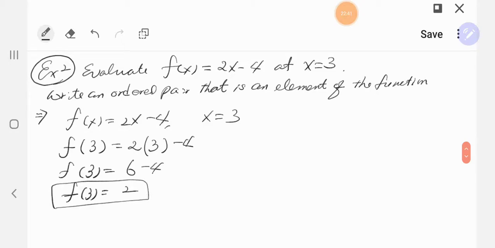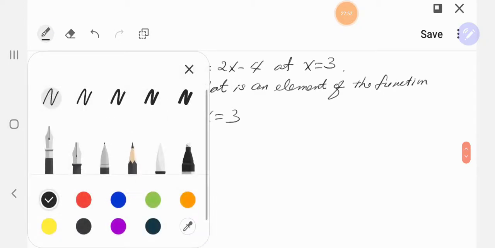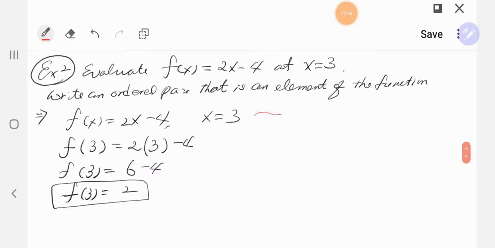Evaluate means x is given. So plug in that x value and then calculate to find the result. So that's the output. Here we say that x is the input value, or input. And once you calculate, this is the output. Output y, right?